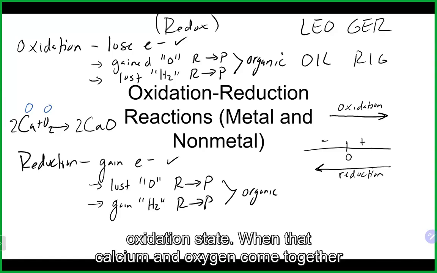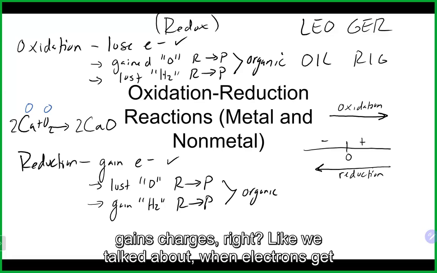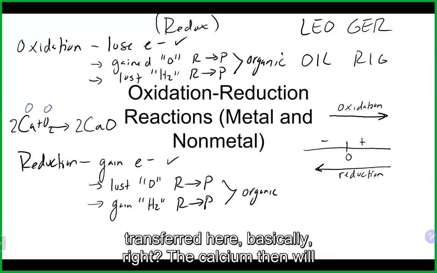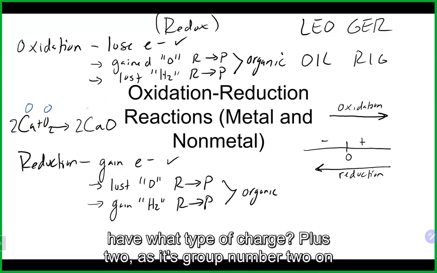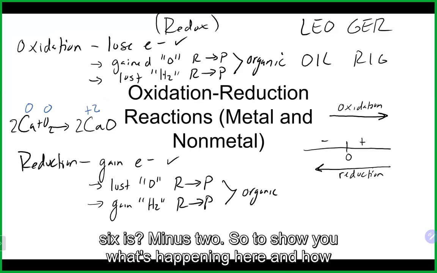When that calcium and oxygen come together to make that ionic compound on the other side, that is when it gains charges, right? Like we talked about when electrons get transferred here. The calcium then will have what type of charge? +2, as it's group number 2 on the periodic table, right? And oxygen, which is group number 6, is -2.